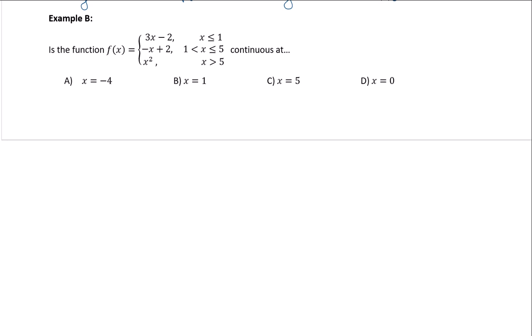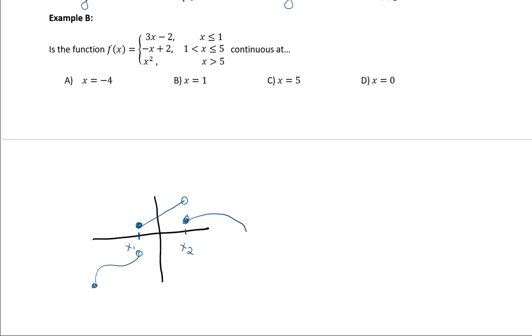Now in example B, we're dealing with a piecewise function that has a different domain for each piece. Before we look at these, let's consider where a piecewise function may not be defined. Suppose, and I'm just making up a graph, we have this part of a function, and this part of a function. Notice the domains on each of these pieces overlap. Here at x1, it's not included here, but it is included here.